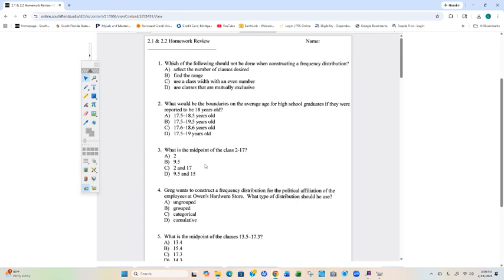All right, so on this one, if you answered B, 9.5, you are correct. Remember, for midpoint, we add the lower and the upper. We get 19, then you divide by 2. The answer would be 9.5.